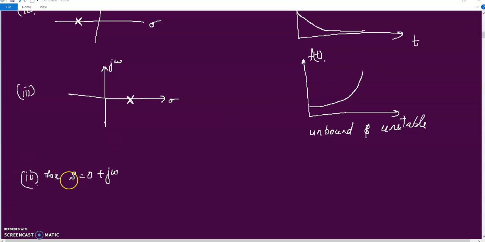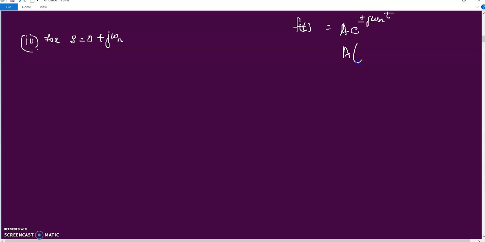Next case, for s equal to 0 plus j omega, that is, when s is imaginary. The previous two cases were when s was real. Now the case when s is imaginary. The response f(t) is equal to A e raised to plus or minus j omega n t. That is A into cos omega n t plus or minus j sin omega n t.